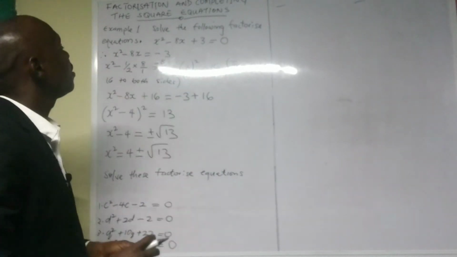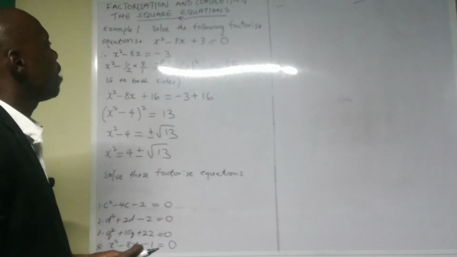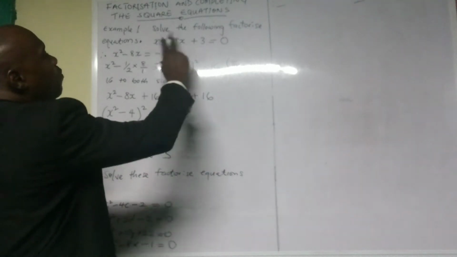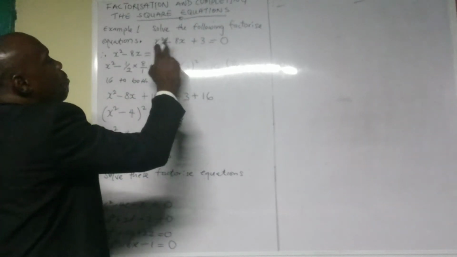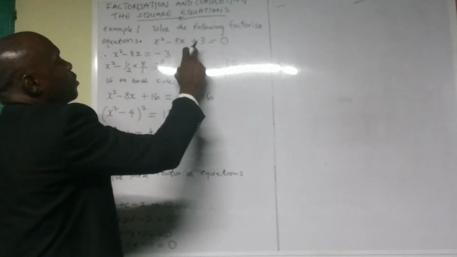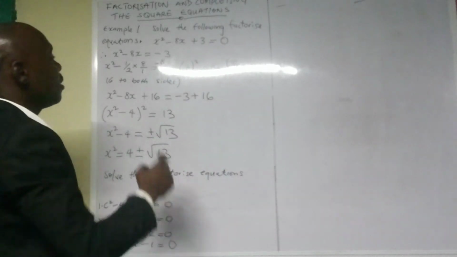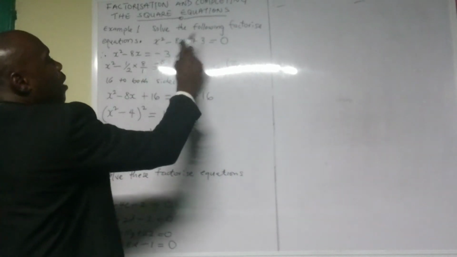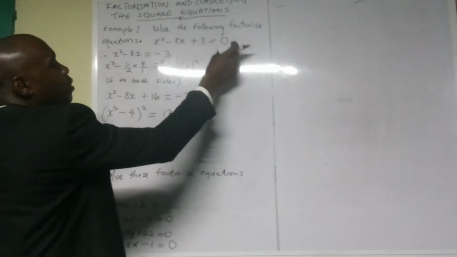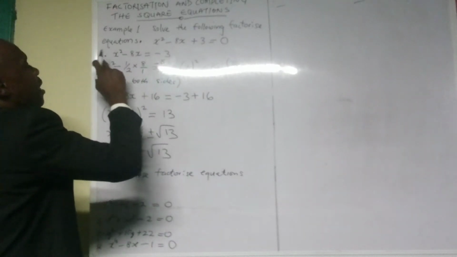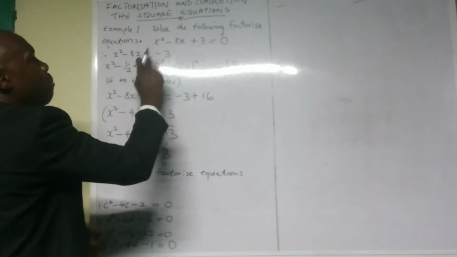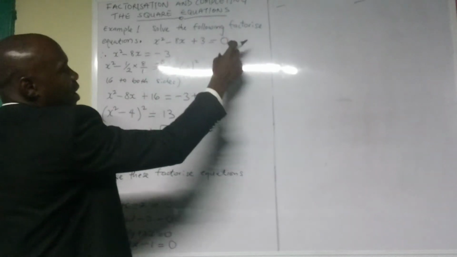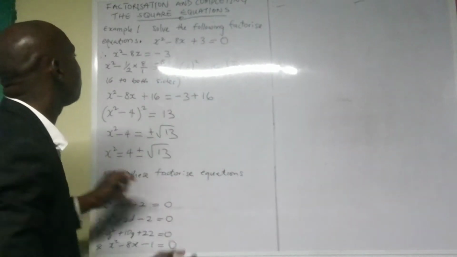Let's look at the first example here. Solve the following factorized equations. We pick x squared minus 8x plus 3 equals 0. Therefore, we are trying to carry this plus 3 to this side. That's what we did here. Therefore, x squared minus 8x equals minus 3. This plus 3 will transfer to the other side and become minus 3.